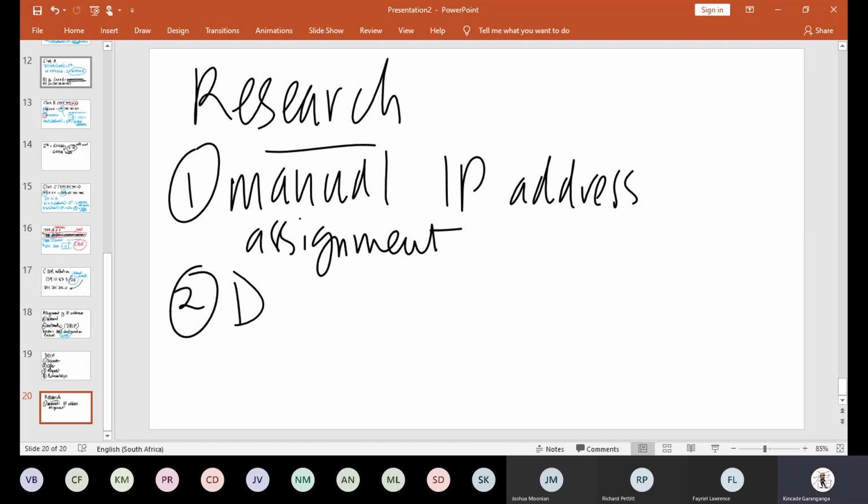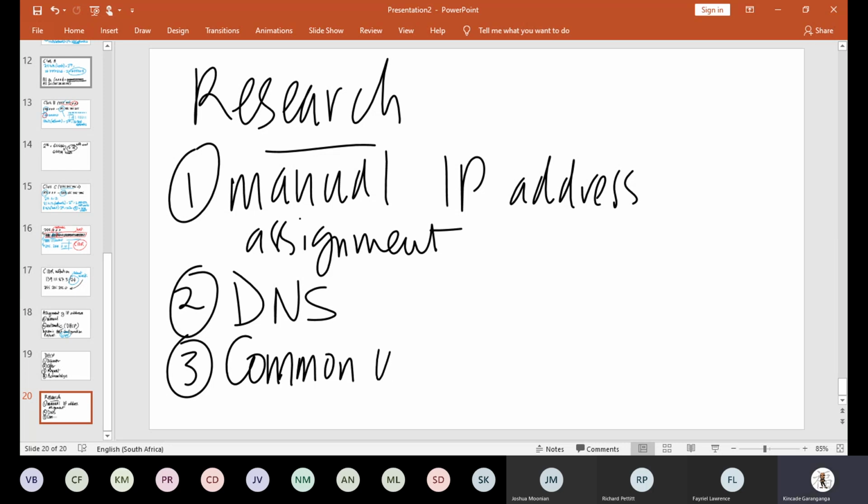You can also look at DNS. How does that actually function as far as your specific environments are concerned? And then also look at common utilities used in networking. We've already used one of them, which is the ping command. Look at the other common ones that are used across platforms, so ones you'd find in Windows.